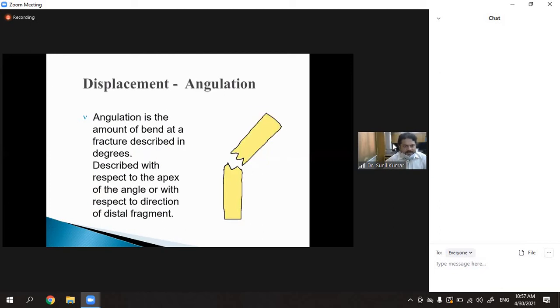And then angulation. Angulation is the amount of bend at the fracture described in degrees. In translation, we will see the percentage, what percentage the distal fragment is displaced, translated. And in angulation, it is in degrees, with respect to the apex of the angle, or with respect to the direction of the distal fragment. Angulation is of 30 degrees, 40 degrees, anterior or posterior, whichever side the angulation is, in respect to the distal fragment.